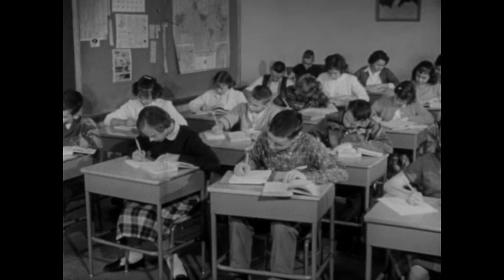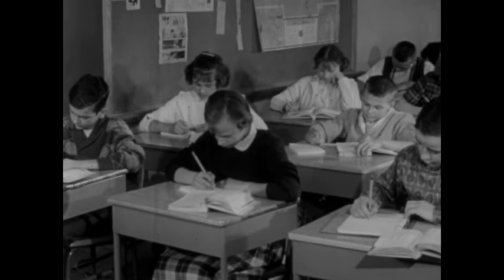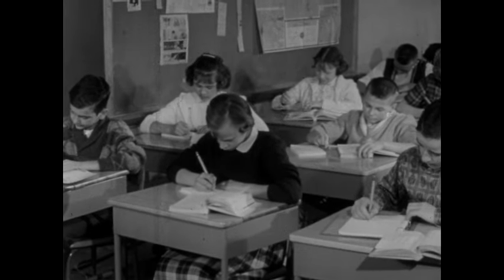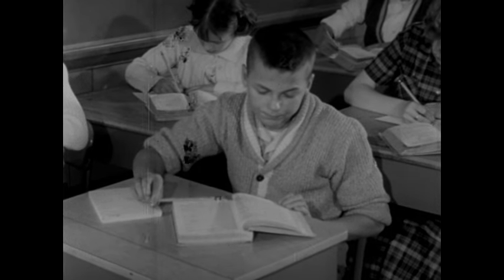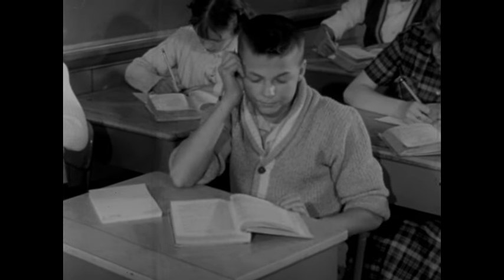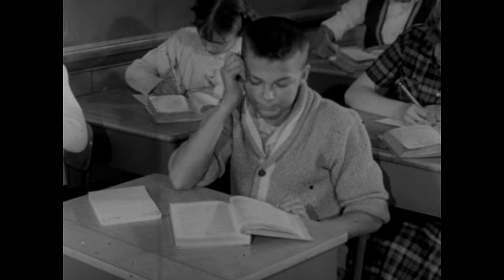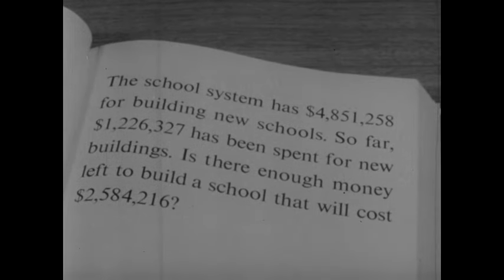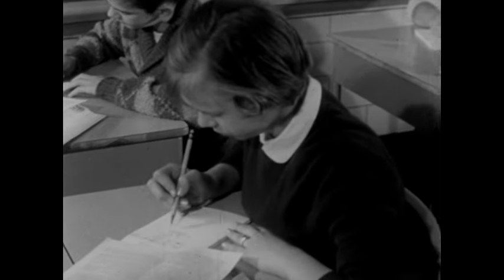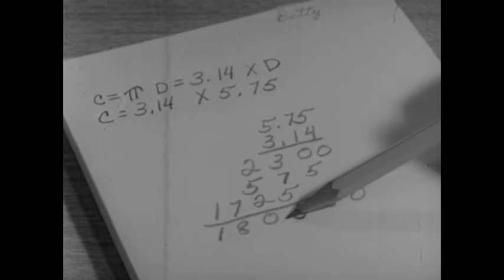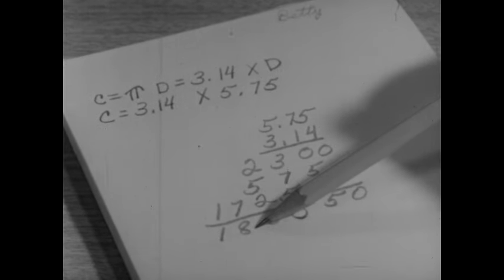A familiar sight, students in class solving arithmetic problems. Some of these students are having difficulty in working with numbers. Take Bill, for example. The numbers are so large that Bill can't seem to understand the problem. Betty has worked another problem. Where does the decimal point go in this answer?